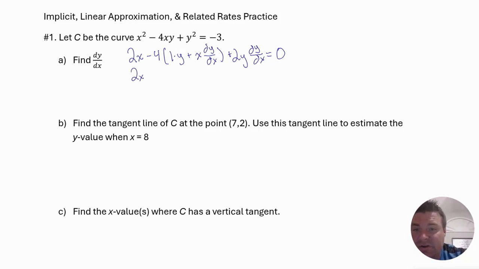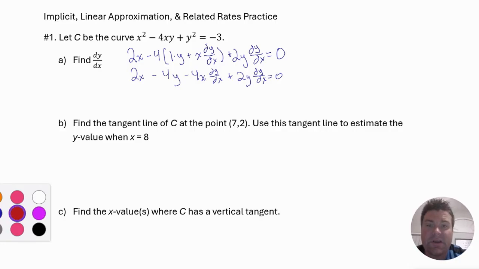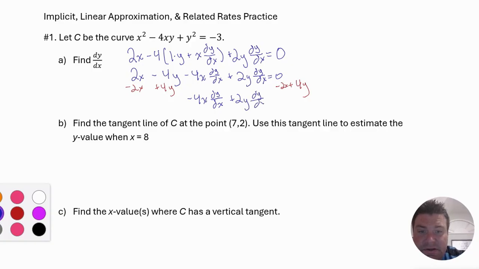So on the next line here, I'm just going to distribute that negative 4. Make sure you distribute that negative 4 all the way through, so we get minus 4y minus 4x dy dx plus 2y dy dx equals 0. So what we're going to do here is move all of my non-dy dx terms to the other side so that I'm left with negative 4x dy dx plus 2y dy dx equals negative 2x plus 4y.